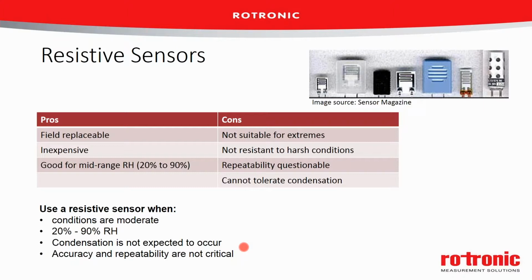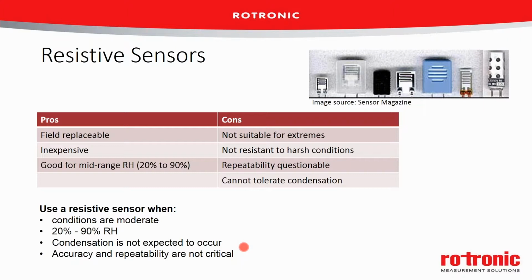Examples where I've seen resistive sensors are a clothes dryer. If you have an electric or a gas clothes dryer in your house, you can set it to turn off at a certain level, usually like dry or dryer or something like that. That's probably going to have a resistive sensor in it.